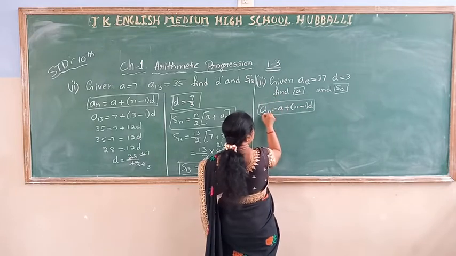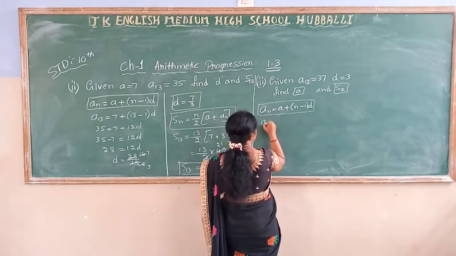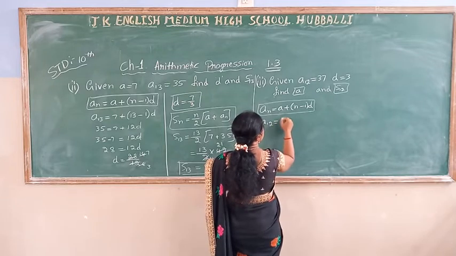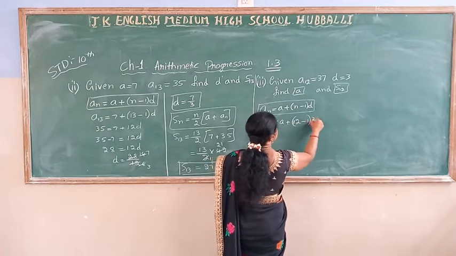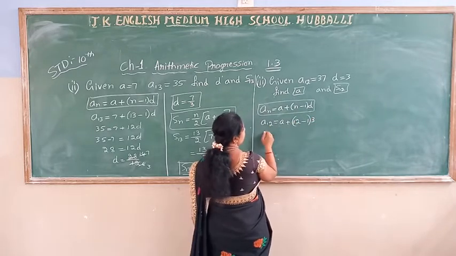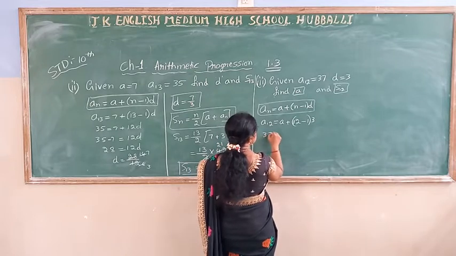So then the a and n values were also given for the 12th term. The a value, we don't know, we have to find out. The n value I come to know is 12, so n minus 1 is 11, and d is 3. So substitute and simplify now. The 12th term value is 37.